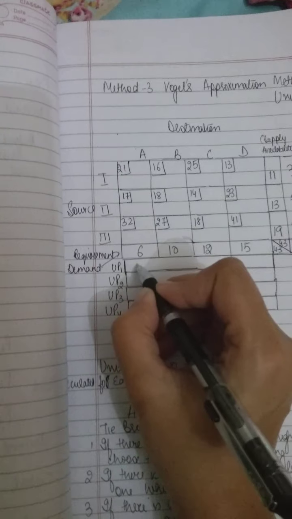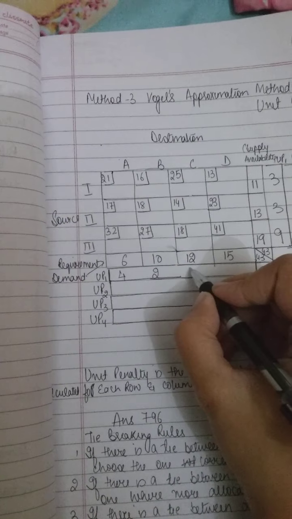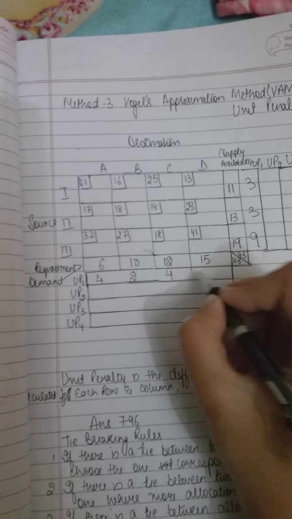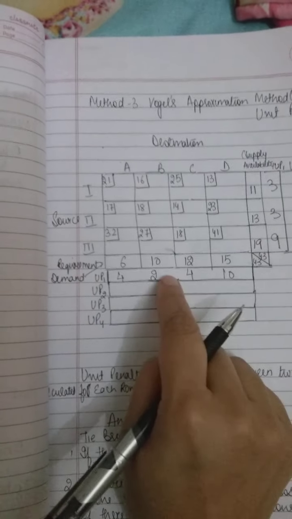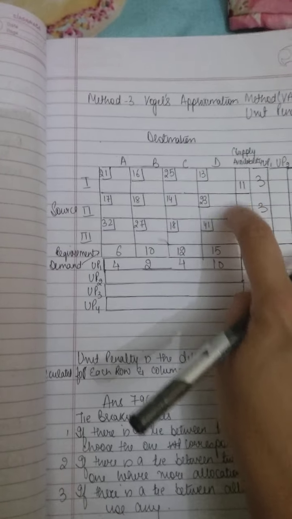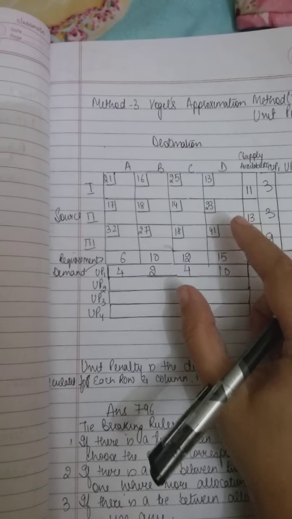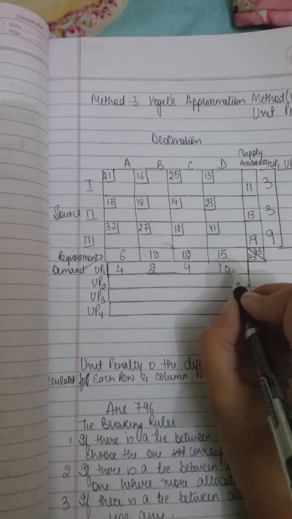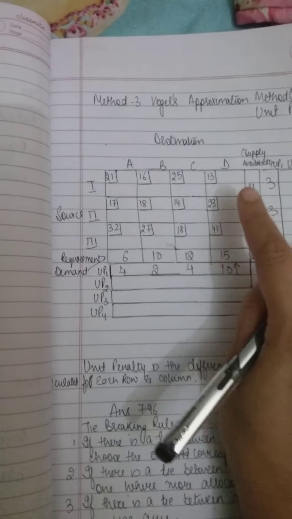21 and 17. The difference is 4. 16 and 18. The difference is 2. 14 and 18, the difference is 4. 13 and 23, the difference is 10. From unit penalty 1, you need to choose the highest unit penalty, because here the gap between the two least costs will be the maximum. Here by making the allocation, you can make the most of the cost benefit, right? So we'll enter from here highest unit penalty.